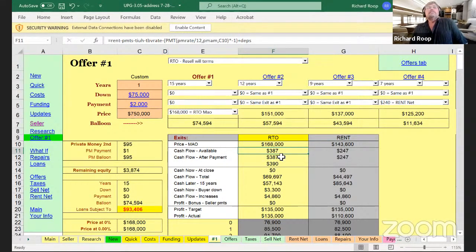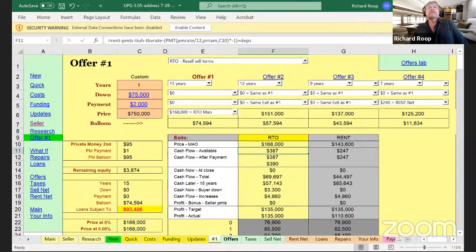Now, remember you told me it was about $400 in cash flow? It is when you take into account that extra income from a tenant buyer. So you were correct. So that's about your cash flow.